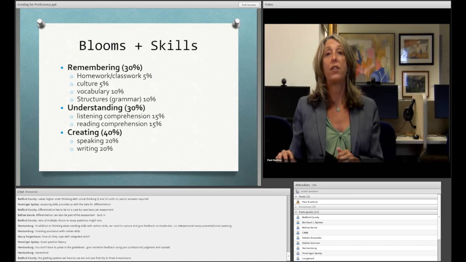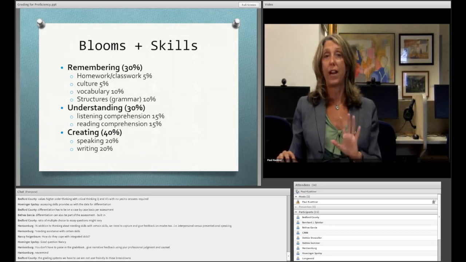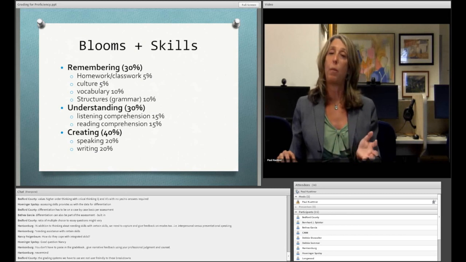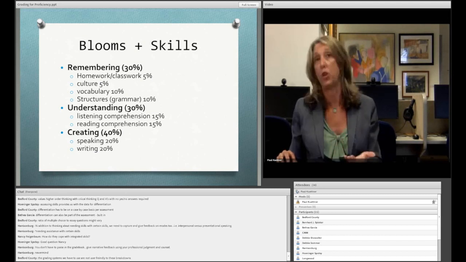Okay. Bedford says the grading systems we have to use are not user-friendly to these breakdowns. I'm sorry to hear that. So I am going to show you some teachers' grade books, so maybe you can understand how they did it and think maybe how you could tweak what you already have.